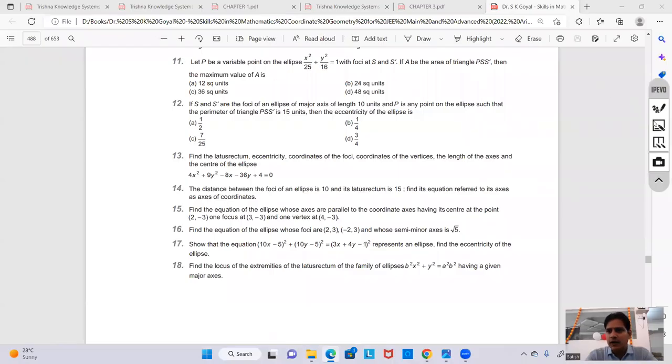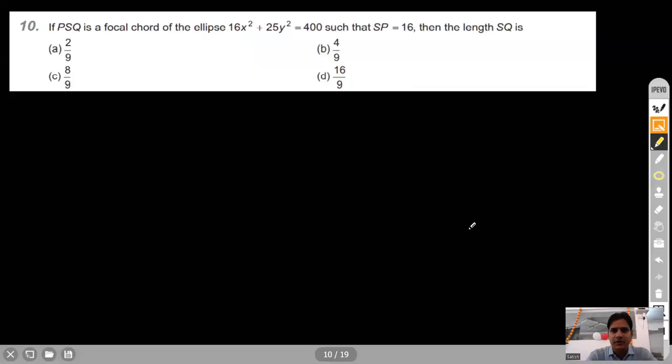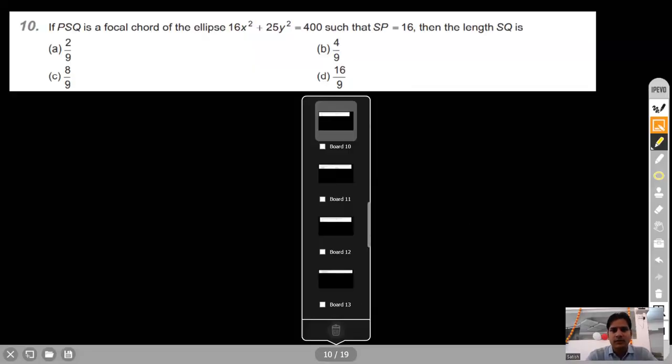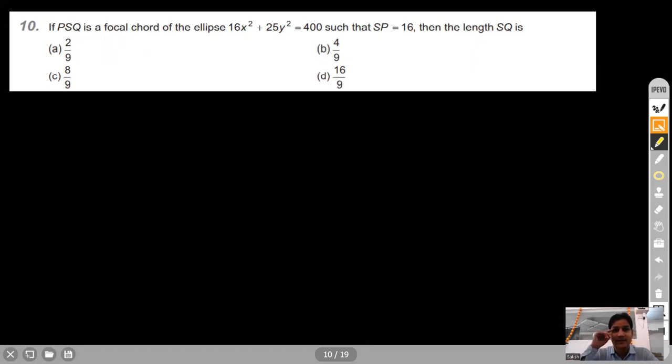Yeah, so here we go. I have added the questions. So after question 9, I have added the full questions of this exercise. So yeah, please take this question number 10.